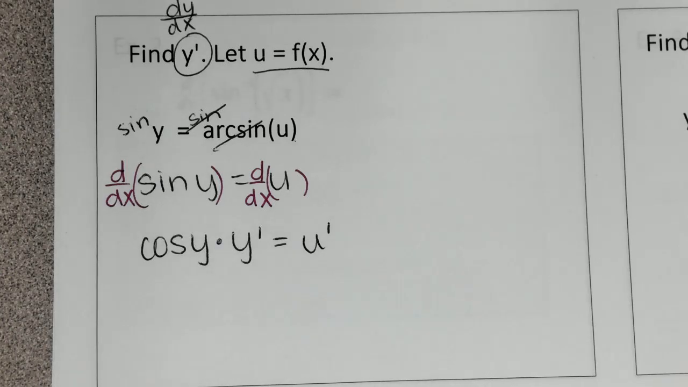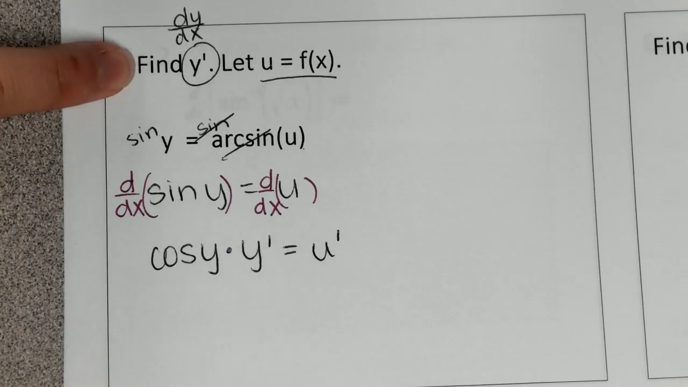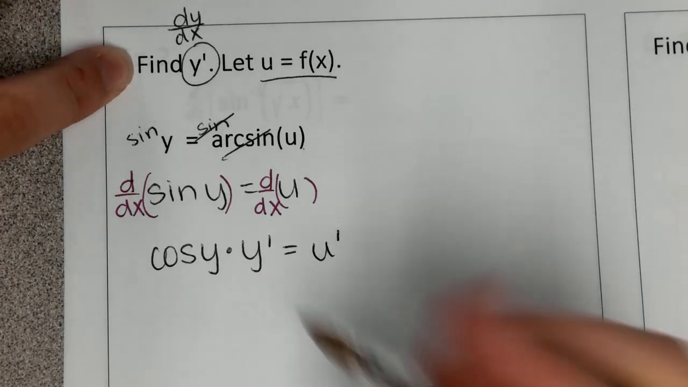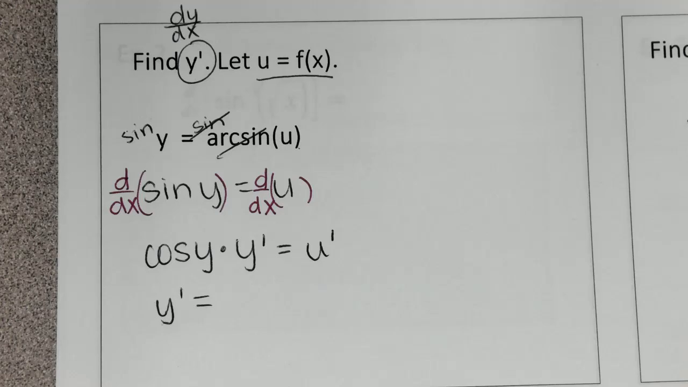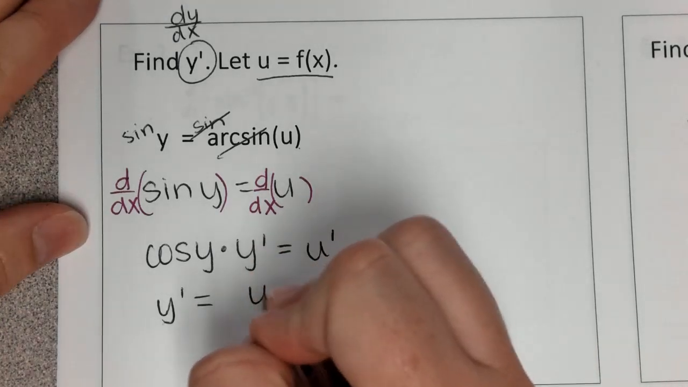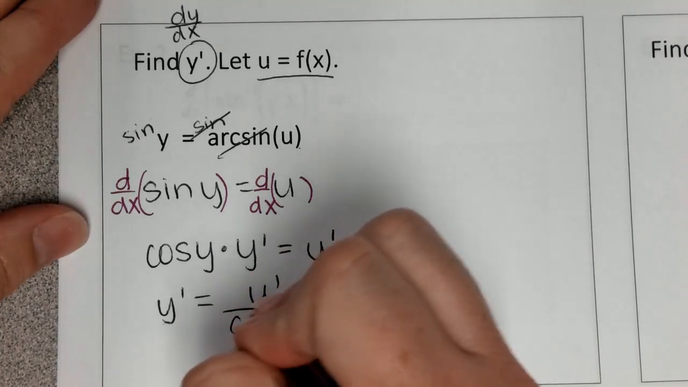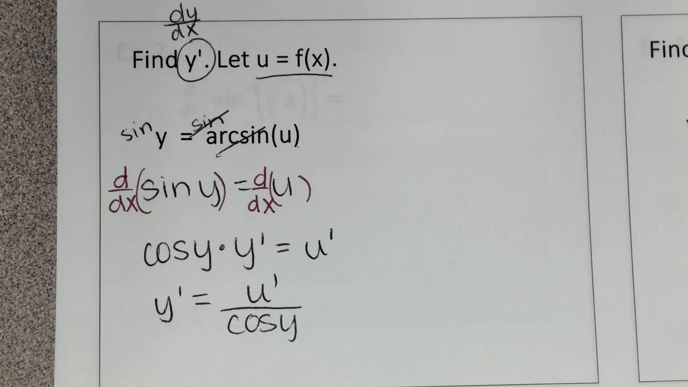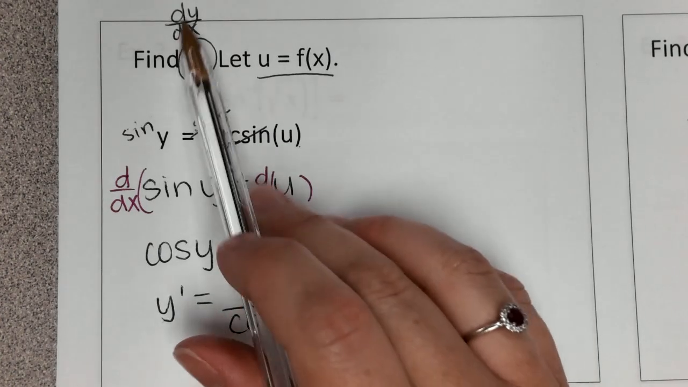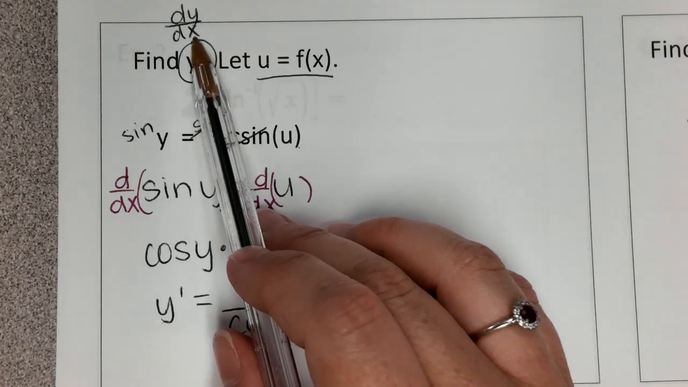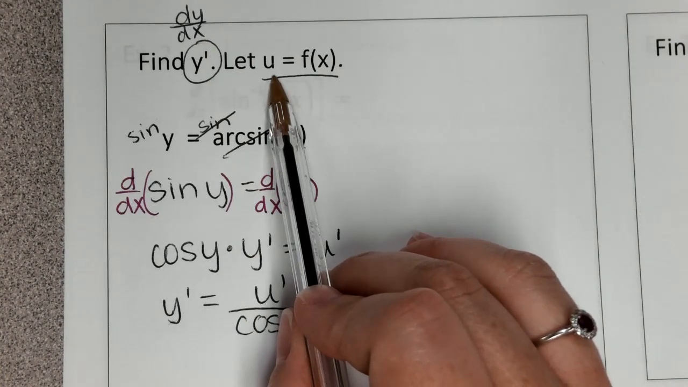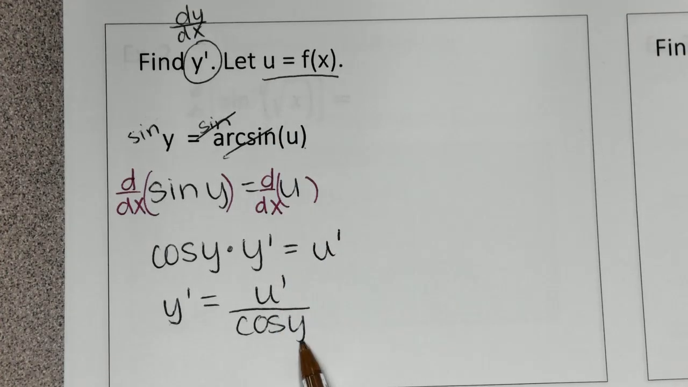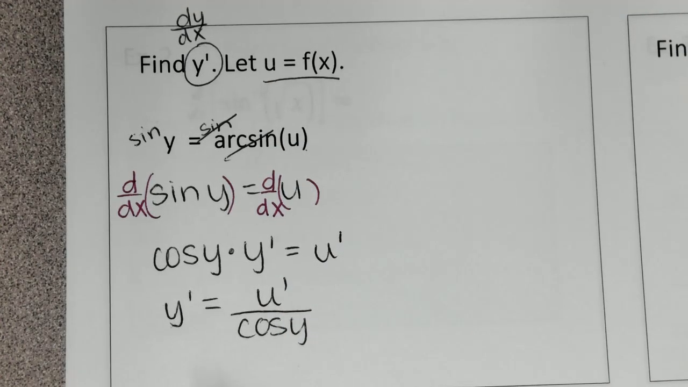Okay, we're almost there. What are we trying to find? Oh, there it is. How do I get it by itself? You can talk to me. You're not using names. You can talk to me. We're going to divide both sides by the cosine of y. Hey, we did it. No, we didn't. Since I'm finding dy dx, my answer should only be in terms of x, or in this case u, and you can't have any y's in your answer. Nope, we're not going to use the quotient rule, student.